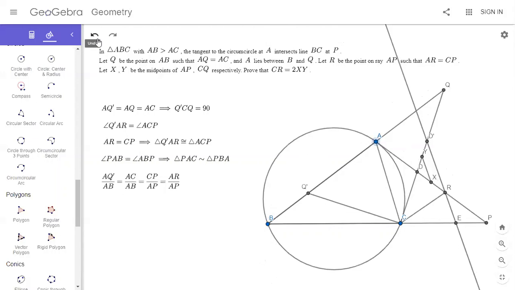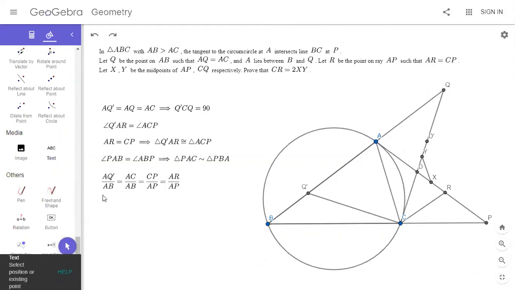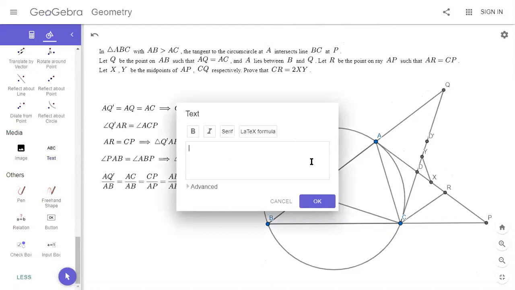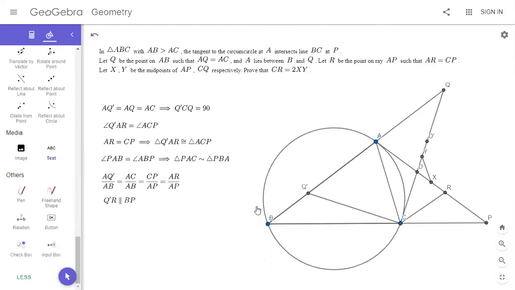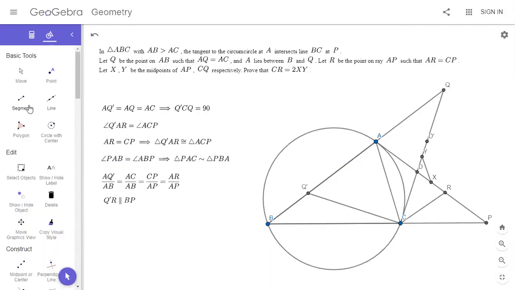I'm just going to finish off the proof. If you guys have other ideas, feel free to post them on the Discord channel or in the comments of my YouTube video. Basically, this means that Q prime R is parallel to BP. Okay. And then I'm going to draw that in. And then I'm going to write out kind of what I did before.